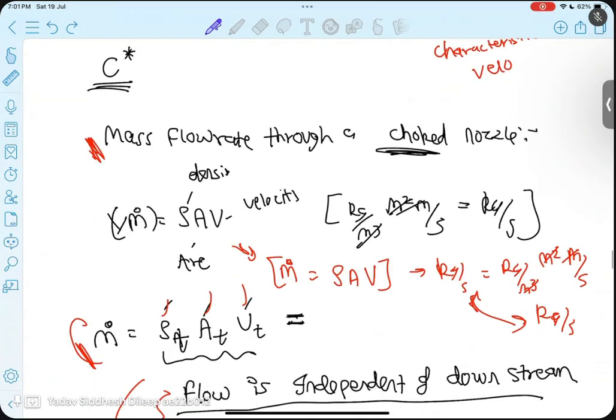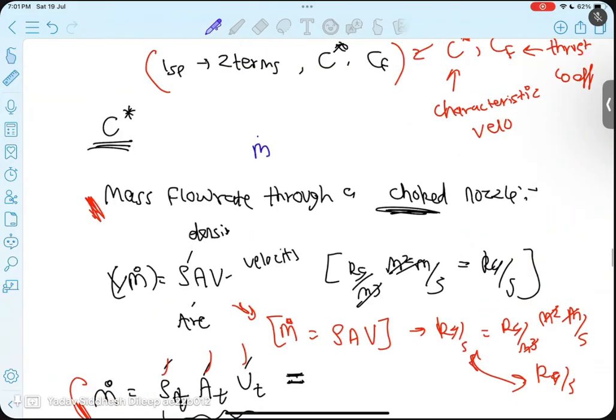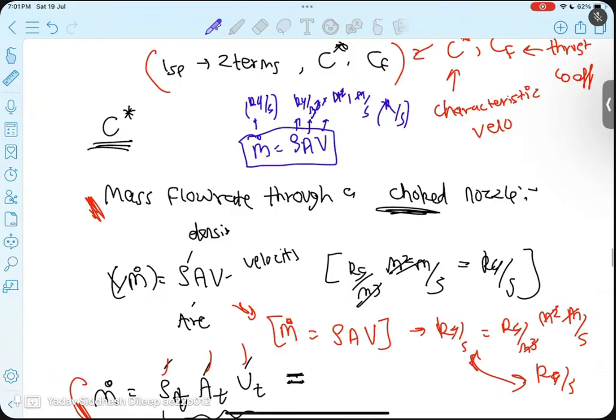So for deriving C star, we start with the mass flow rate. Mass flow rate m dot equals rho A v. Rho is the density, A is the area, v is the velocity. This is kg per second. If you want to check the dimension, do the dimension analysis: rho is kg per meter cube, area is meter square, velocity is meter per second. Meter cube, meter square, meter cancel, kg per second. Dimensionally correct. M dot is rho A v.